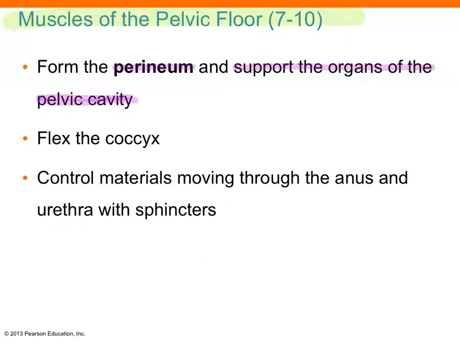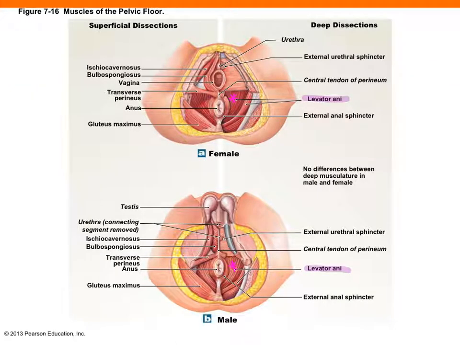Now we go to the muscles of the pelvic floor. This is very important. Sometimes women and men will have issues with the pelvic floor, and they can have a collapsed bladder. The perineum supports the organs of the pelvic cavity, and it's a very important muscle to protect. Here's the image of that for the male and female.